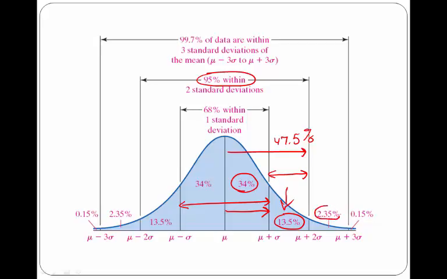The 2.35%, 0.15% is what lies above 3 standard deviations. So if you go 3 standard deviations above your mean, you have almost all the data, but there is that tiny possibility that you've got 0.15% that lies up here in these tiny little tails.